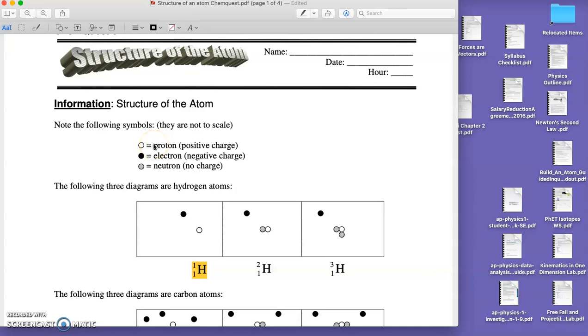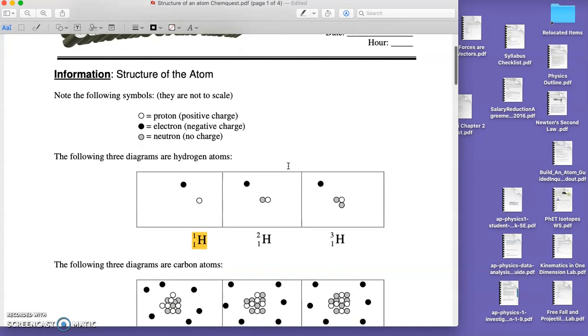All right, so we're going to start off by talking about the structure of an atom today. You all should have this sheet. This is going to be your sheet for notes. Please make sure that you handwrite all your answers, and then you'll submit this as evidence that you took notes. So first off, structure of the atom.